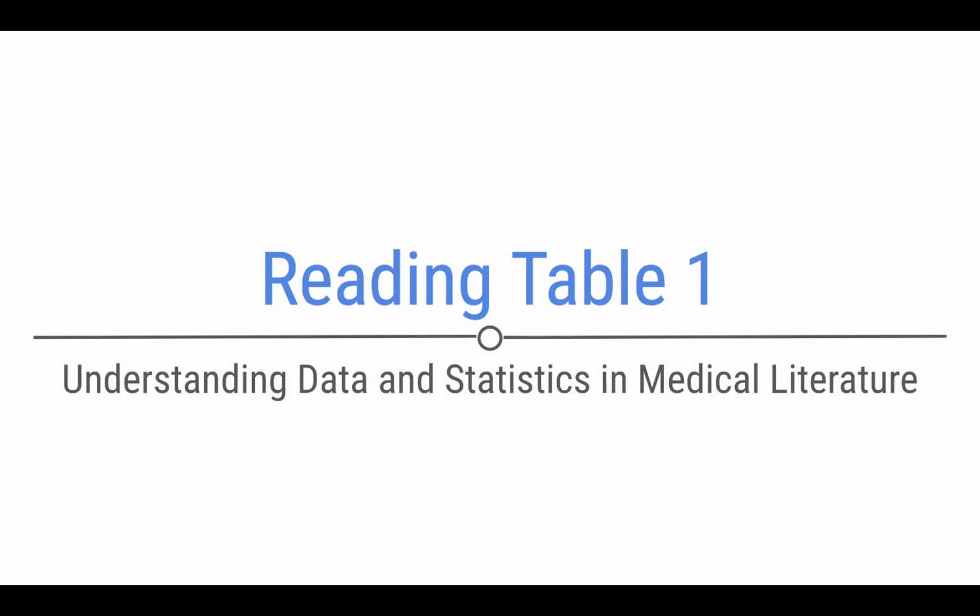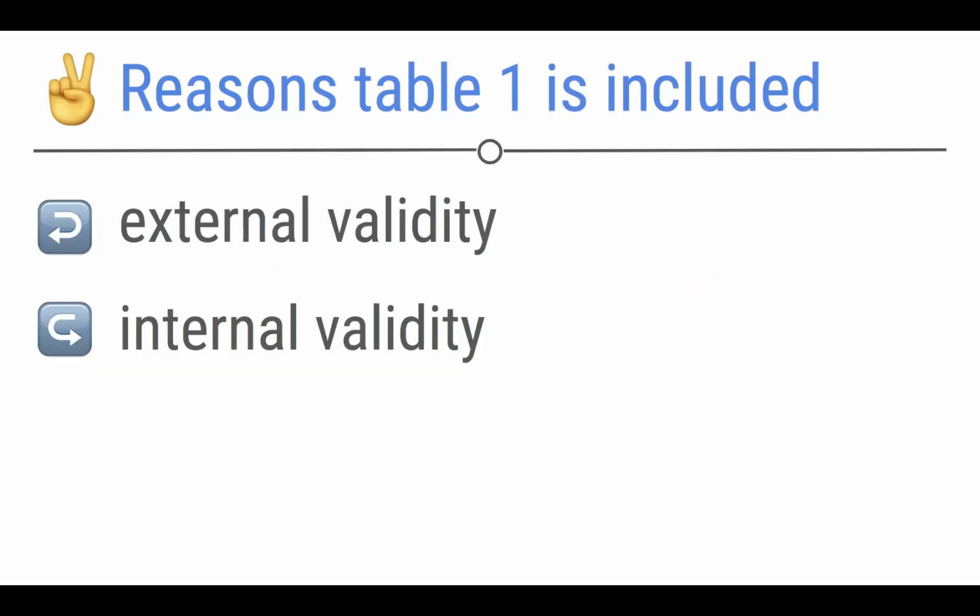In this section, we're going to be talking about reading a Table 1. Table 1 is essentially a keyword that often indicates more than just the first table in a manuscript. A Table 1 often includes information about the sample at baseline, or before the study has begun. And this information helps us further assess the internal and external validity of a study.